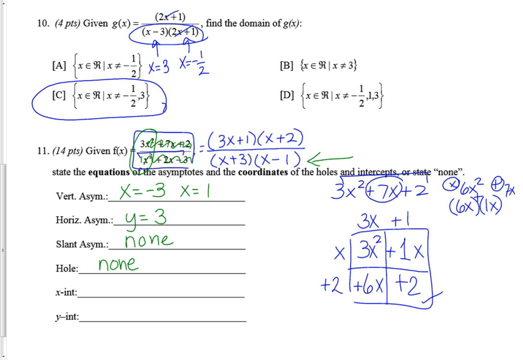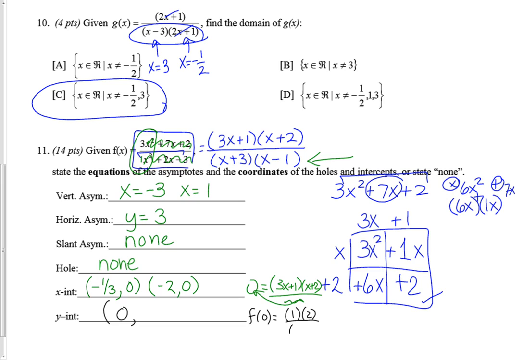X-intercepts is where the y value of the function would equal 0. So that's where the top of this function is equal to 0, because the bottom, remember down here, would just multiply and be gone anyway. So I have x equals negative 1/3. I got to write it as a coordinate, so negative 1/3 comma 0, and also x equals negative 2. To find the y-intercept, I'm going to plug in x equals 0, because my x value has to equal 0. When I plug in 0 to this function, I have 1 times 2 on the top and 3 times negative 1 on the bottom. So that's y equals negative 2/3.